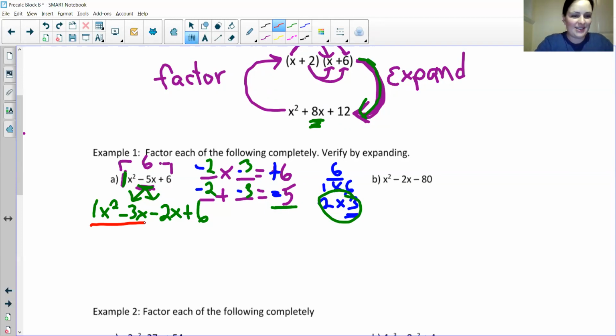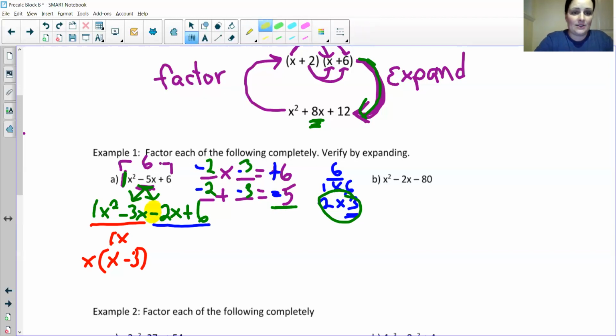All right, so the thing that's common between 1x squared and -3x is 1x. So again, the common factor goes outside, leaving you with what's left inside, and this simplifies to x times x minus 3. And then you take these two terms and you say, ooh, what's the greatest common factor between -2x and +6?